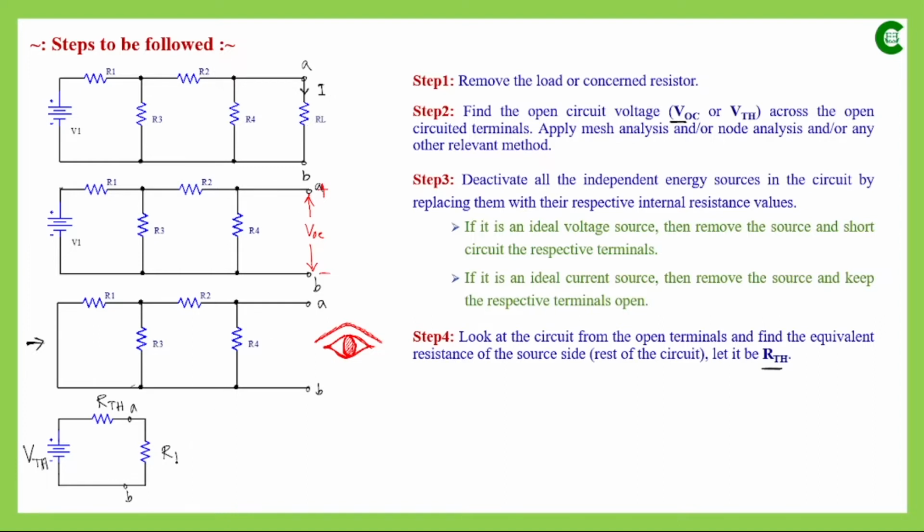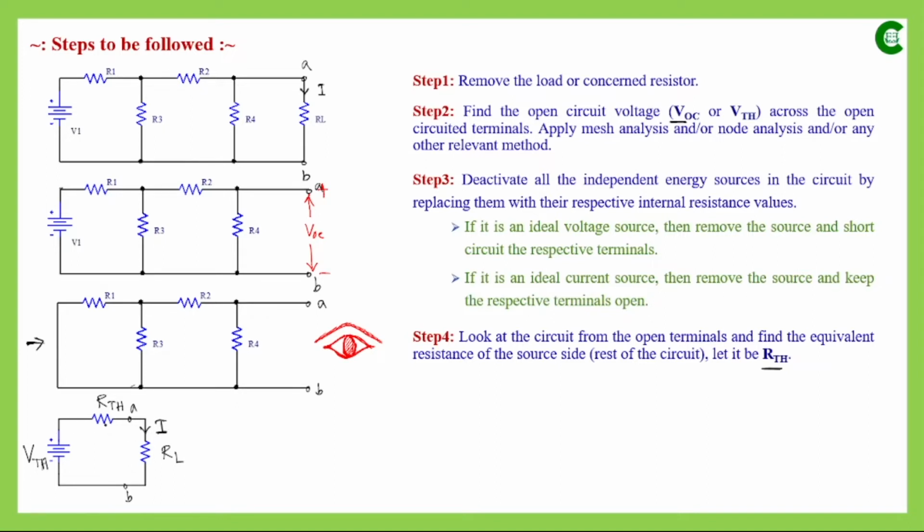So this will be RL. What we were expecting from this circuit was how much current is flowing through this RL. Now in this simplified circuit we can easily find that current value, because we can see that these three components are connected in series.